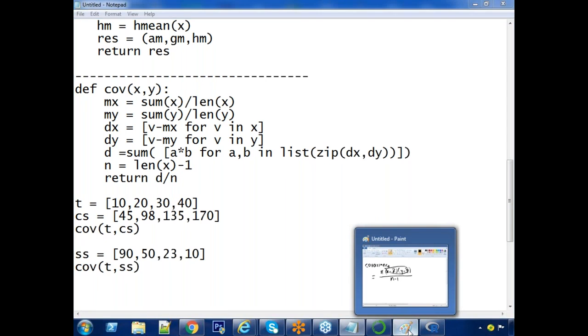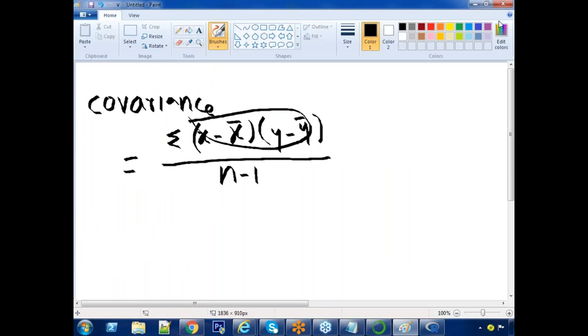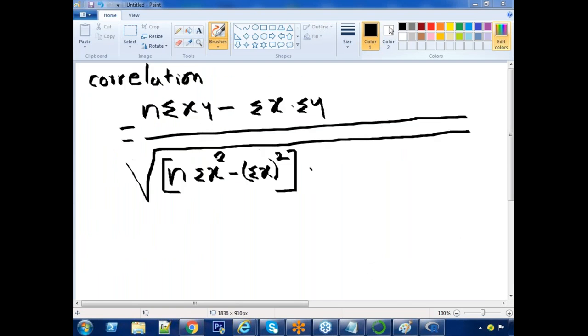First take the formula for covariance. Sigma y square, sigma y whole square. This is the formula of correlation. If you look at this entire formula, it seems to be dangerous.